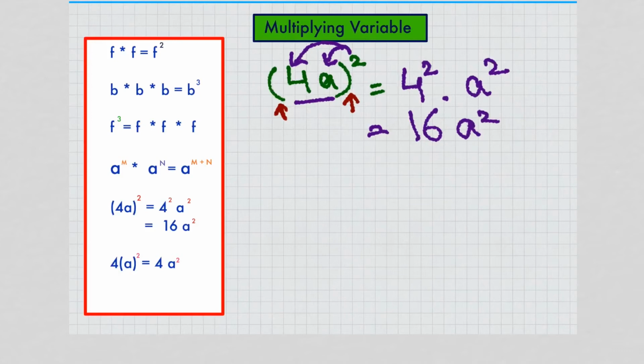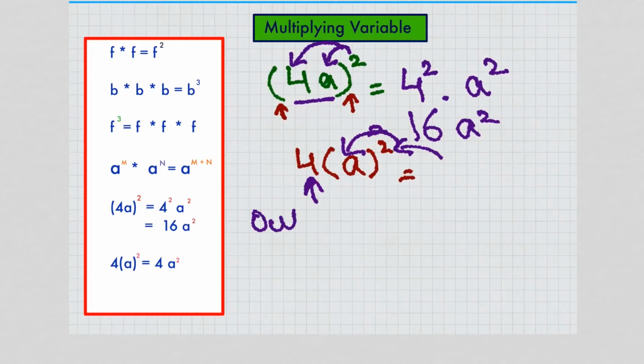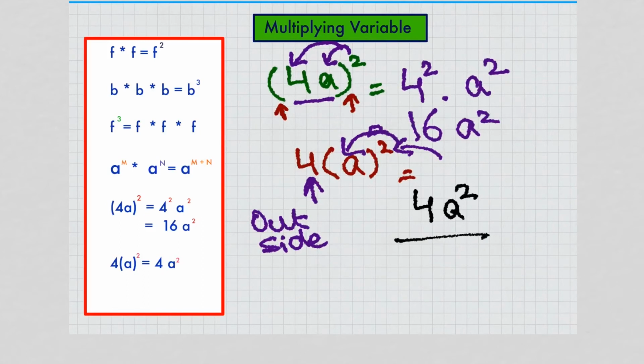In the next example, have a look at this one now. Here we have 4 times (a) squared in the bracket. So now this square, this power 2, we only need to apply to a, because the 4 is outside the bracket. So this square has got nothing to do with 4. This power 2 only applies to a. So we can write it as 4a squared as our answer.